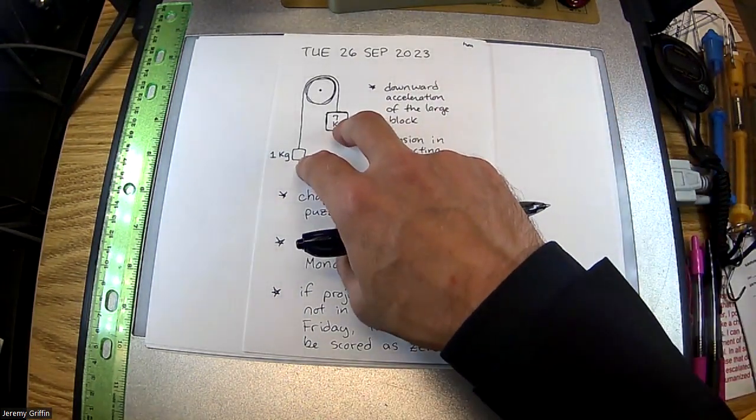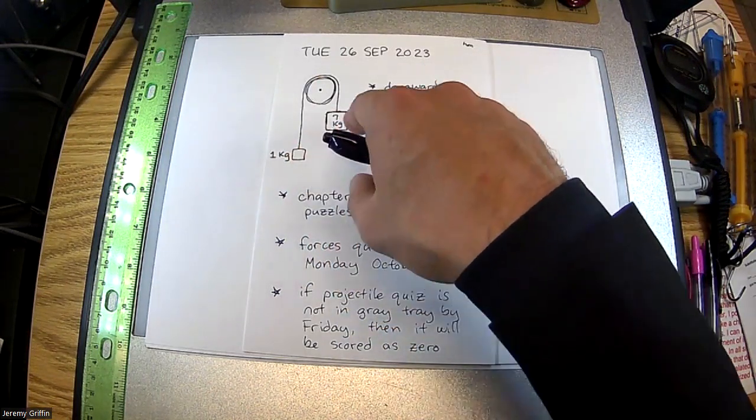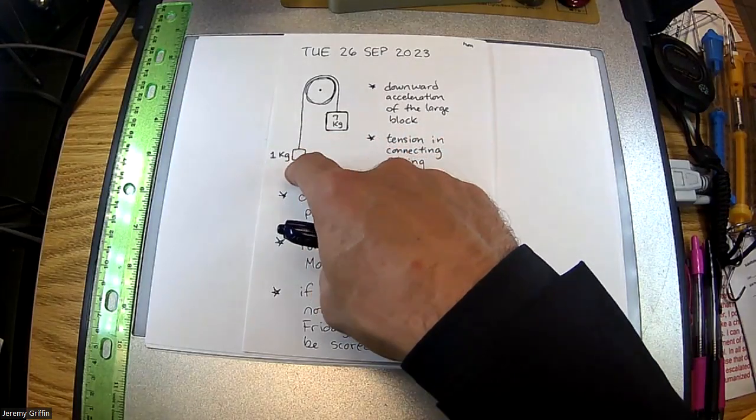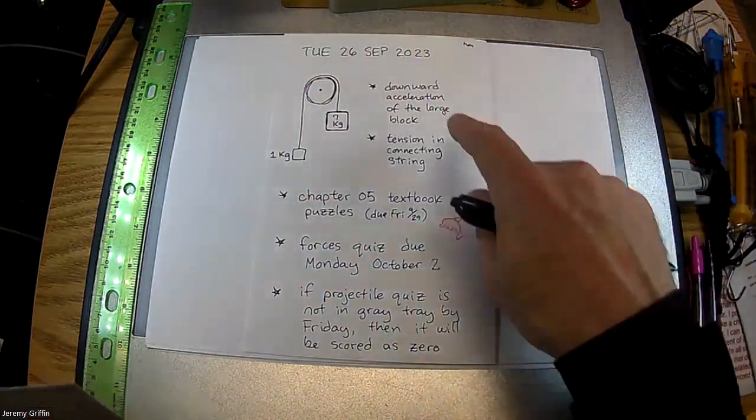Now the tension, I bet this is going to be a small tension because this is a small weight compared to this one. I bet the tension is going to be probably between 10 and 20 newtons, somewhere there. Anyway, let's figure this out.